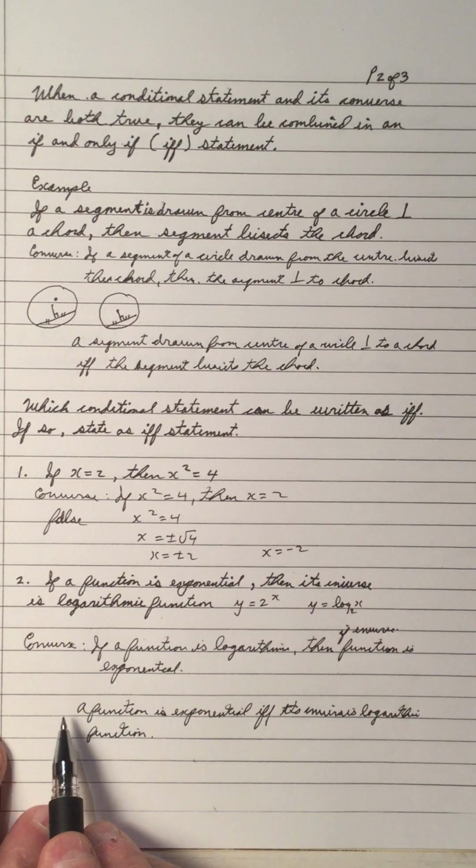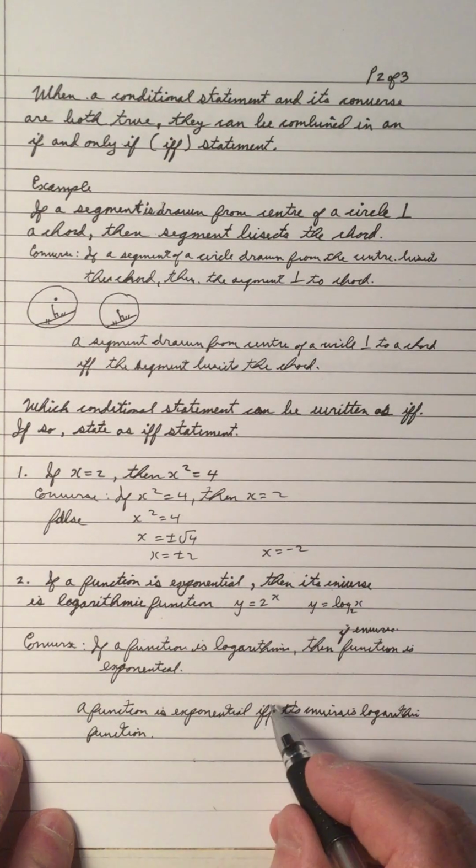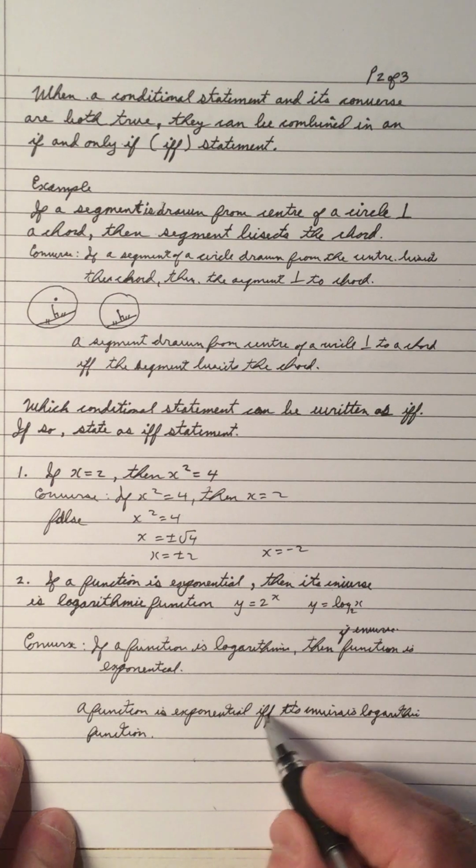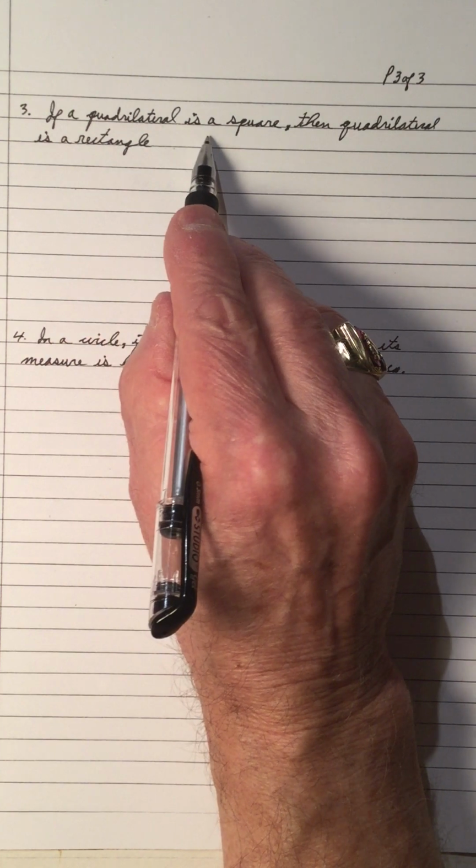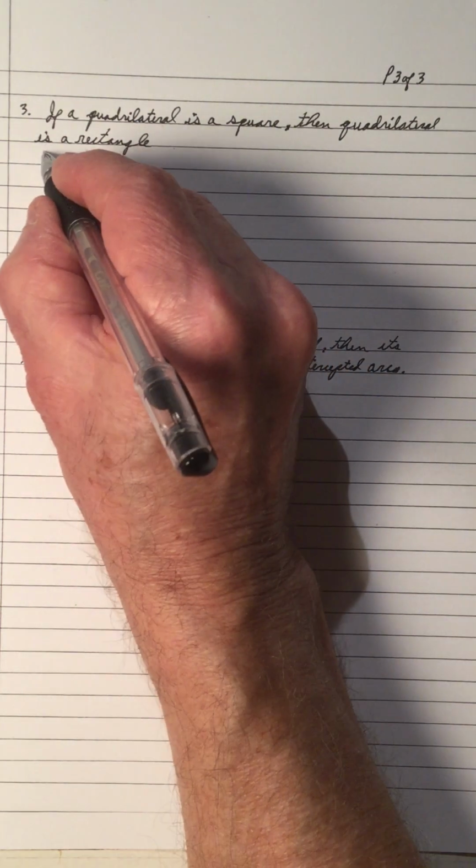So the if and the then is left out, and the if is placed in the middle. Okay, let's do some more. Apologize for my writing, it's just not good at times. If a quadrilateral is a square, then the quadrilateral is a rectangle.